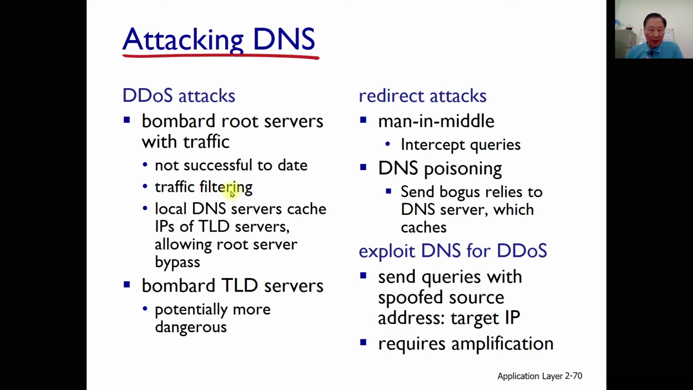In the local server, usually the root name servers information is there, and also the .com name servers information is there. Thus, that is not effective until now. Local DNS servers, as I mentioned, cache IP addresses of TLD servers, allowing root server bypass. In that way, the root server is safe from that attack. Instead, if the top level domain servers, for example .com, .net, .org, or .kr, are attacked, then that may be potentially more dangerous.